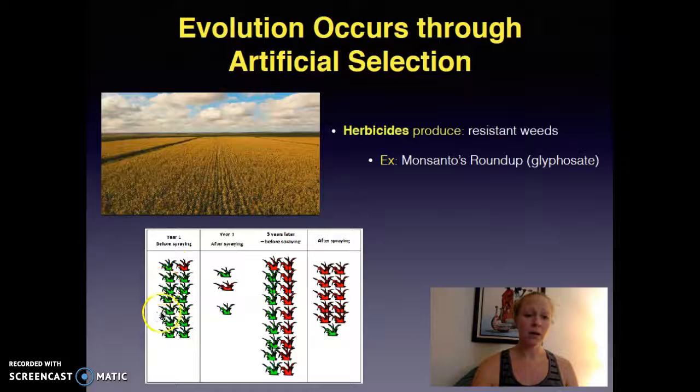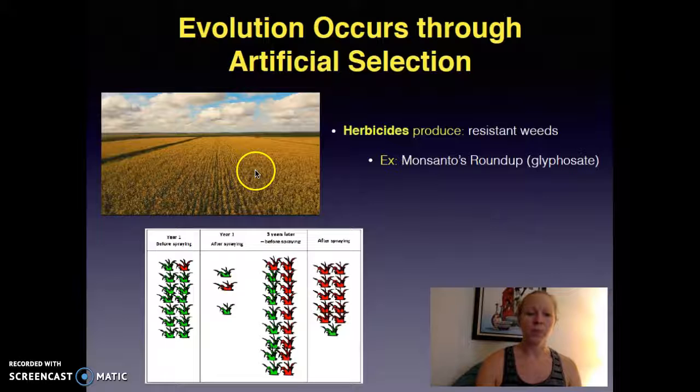So if these are our weeds, and we have one variation that occurs, because variation occurs naturally, let's just say there's an ion pump that won't allow the weed to take up the herbicide. Then it's resistant to the herbicide. After we spray this whole field, we're going to kill off most of the weeds, but we've left the resistant weeds.